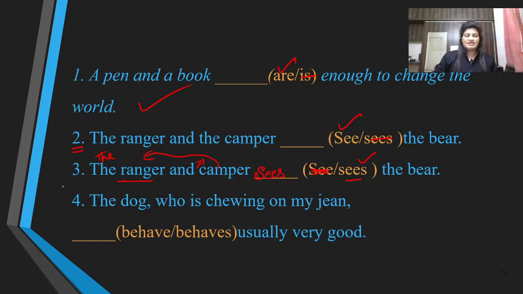Having said that, guys, take a look at question number 4, which is: the dog who is chewing on my jean dash usually very good. The dog who is chewing on my jean dash usually very good. Okay, Alma, Sonu, Ekta, Rukshna, Suhail, where did you go? Answers, please.